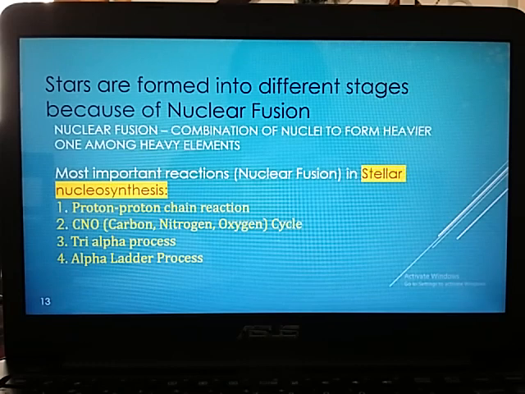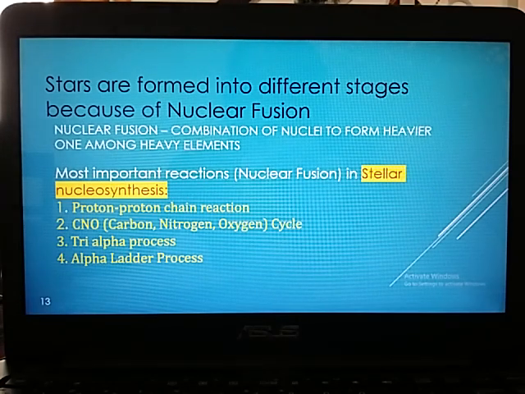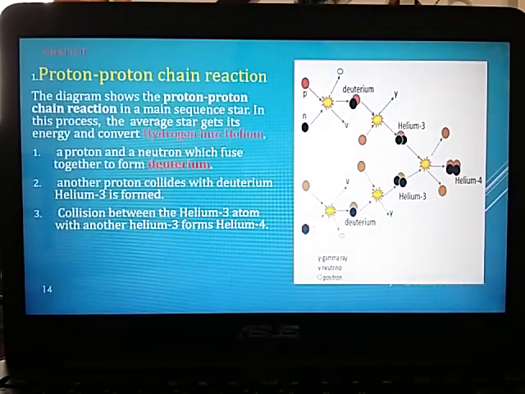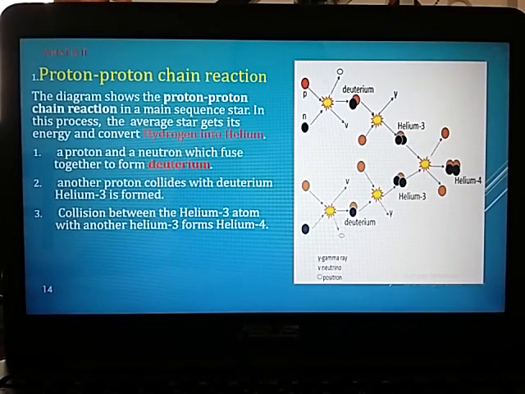Number 1, proton-proton chain reaction. Number 2, CNO, carbon-nitrogen-oxygen cycle. Number 3, tri-alpha process, and number 4, alpha ladder process. So let's discuss one by one. The first, a proton-proton chain reaction.